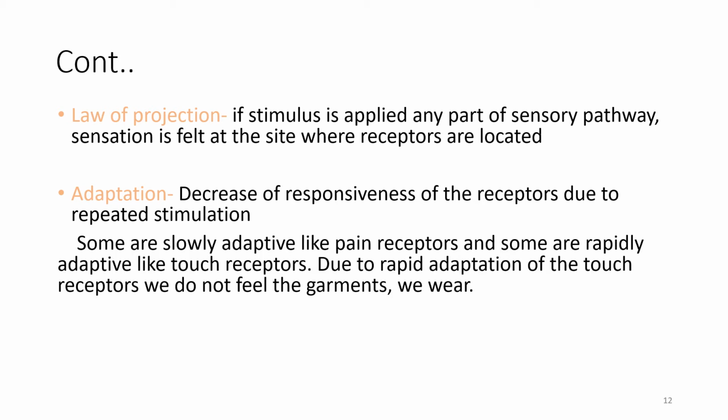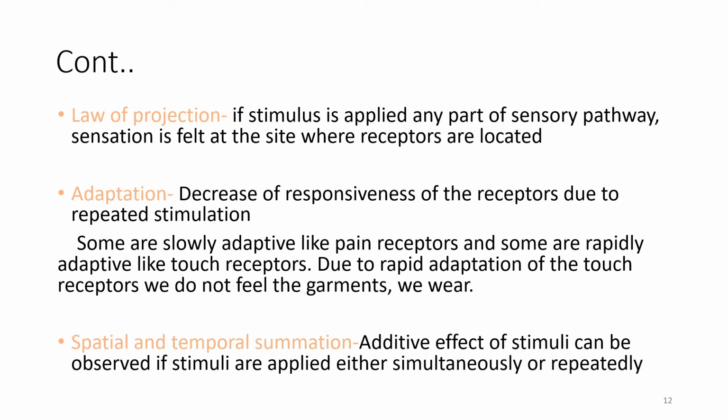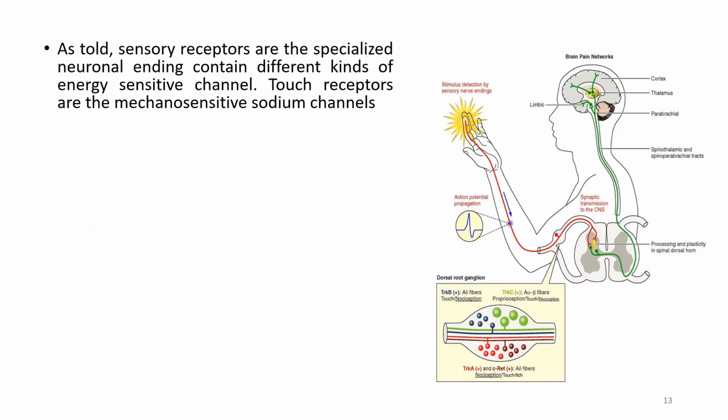Some are slowly adaptive, like pain receptors, and some are rapidly adaptive, like touch receptors. Due to rapid adaptation of the touch receptors, we do not feel the garments we wear after some time. Spatial and temporal summation: an additive effect of stimuli can be observed if the stimuli are applied either simultaneously or separately.